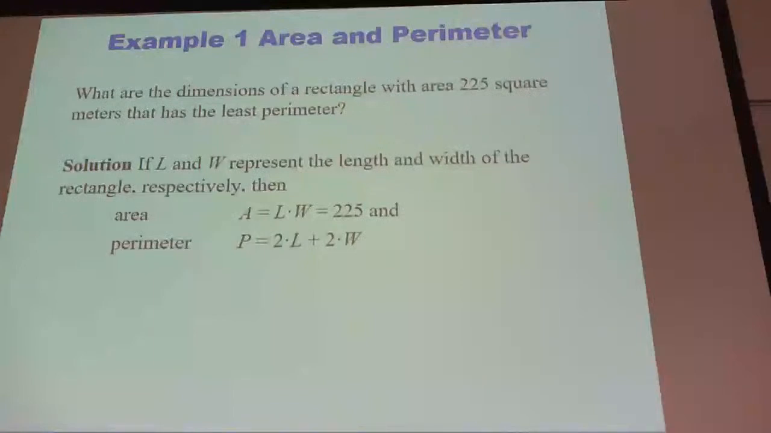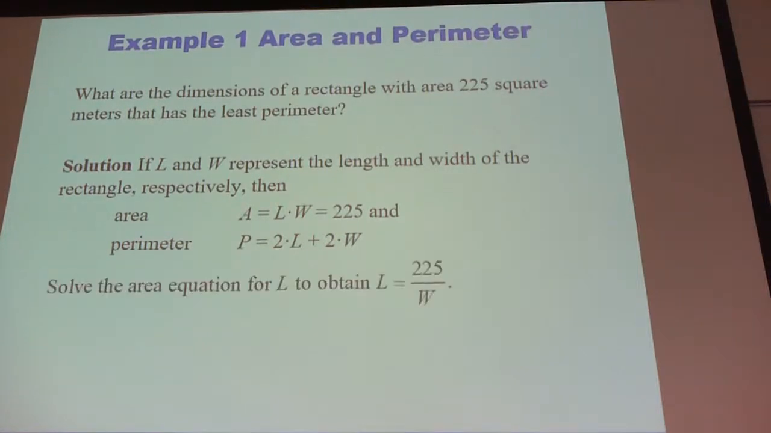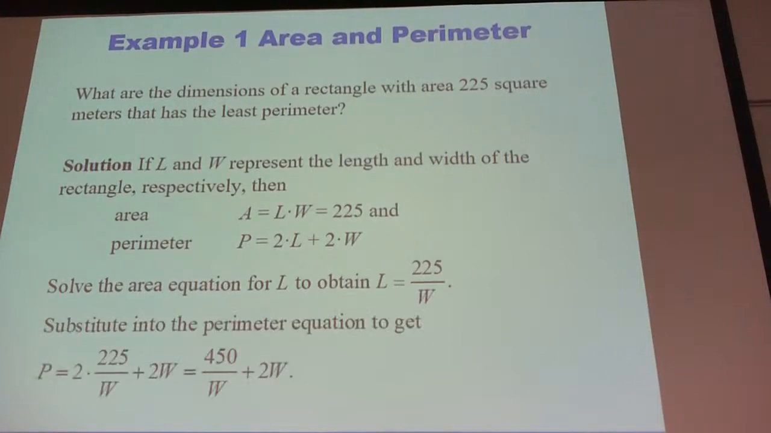So if L and W represent the length and width of the rectangle respectively, we know that the area, length times width, is 225. And we know that if it's a rectangle, the perimeter is 2 times L plus 2 times W. So we start with two equations, and we can solve for one variable and plug into the other. And we end up with a perimeter function.